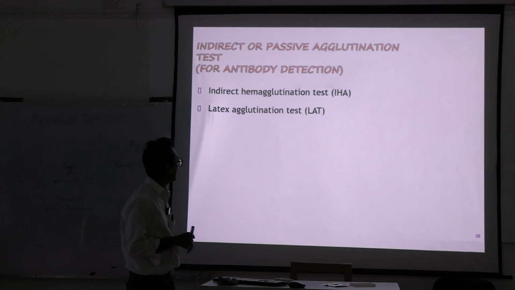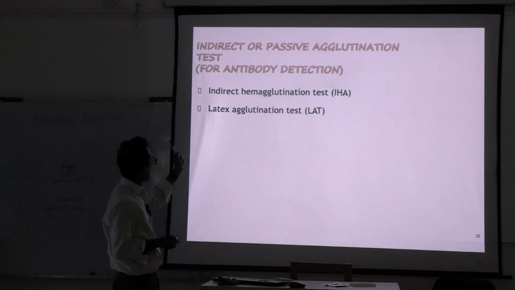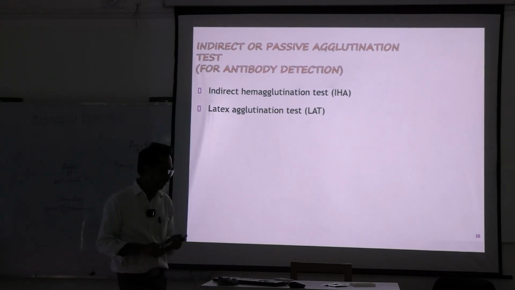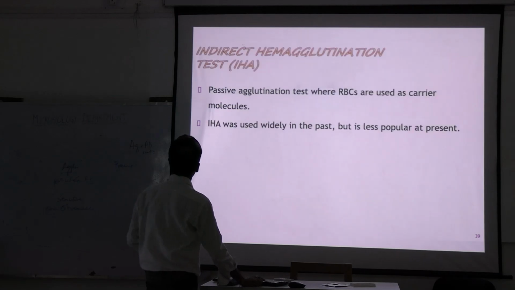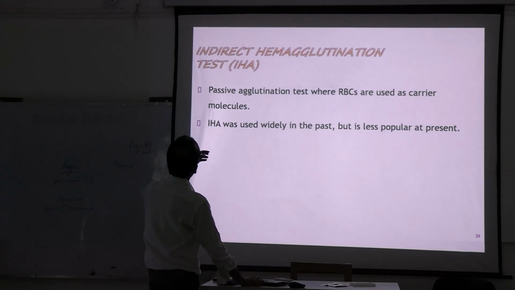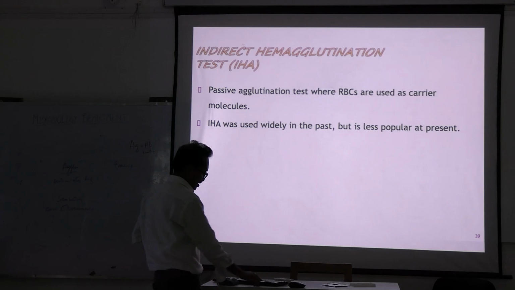Next is the latex agglutination test, and that is the commonest material. Latex is the commonest material used to make the soluble antigen insoluble. I have already mentioned passive agglutination, where RBC are used, called the hemagglutination test. The hemagglutination test was used widely in the past but is less popular nowadays.